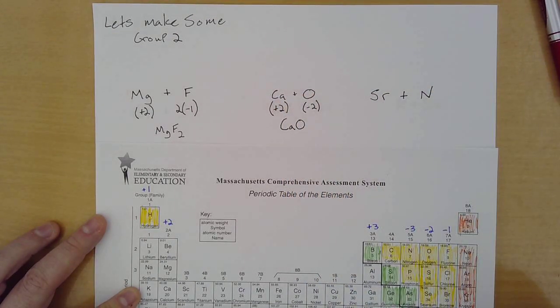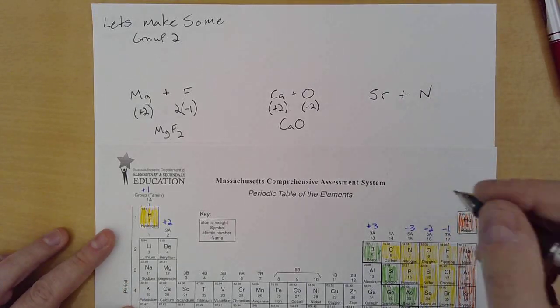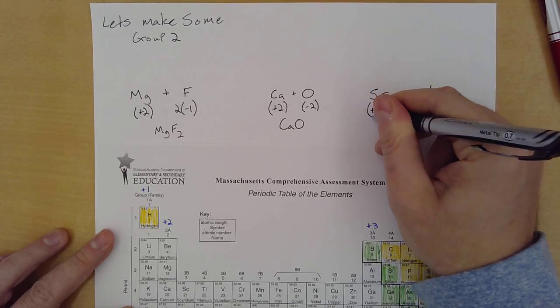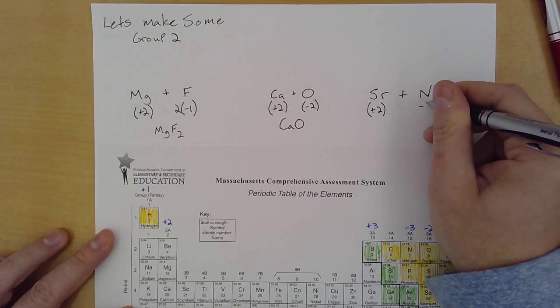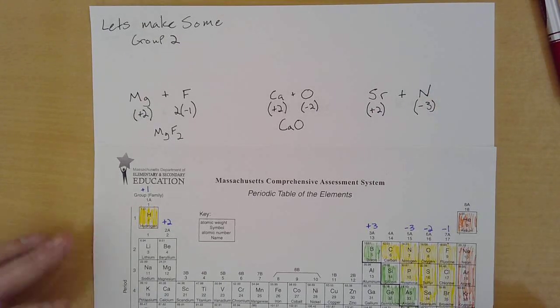CaO. Then let's look at over here, we got strontium, and we also have nitrogen. So we have strontium, which has a +2. And then we have nitrogen, which is our -3 again, right? It's in this column right here. And we got a bit of a problem. This one isn't as easy.